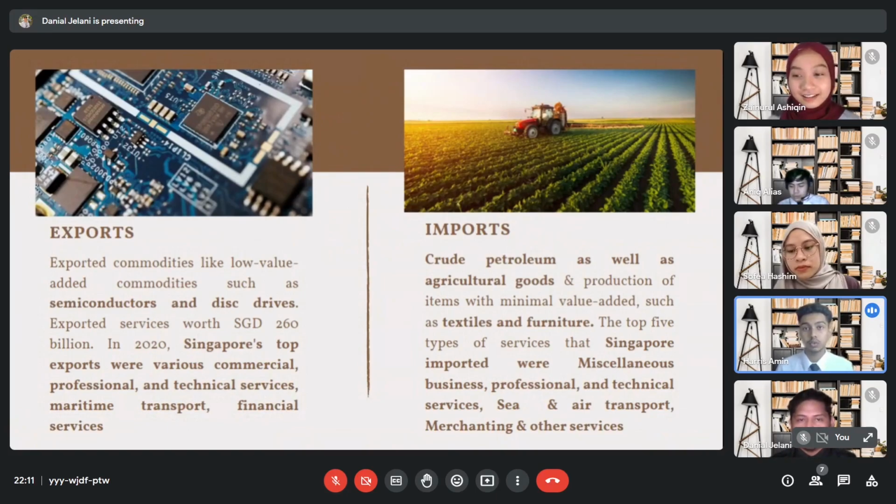Based on the latest trends in October 2022, Singapore exported SGD 44 billion and also imported SGD 40.7 billion, resulting in a trade surplus of SGD 3.32 billion.